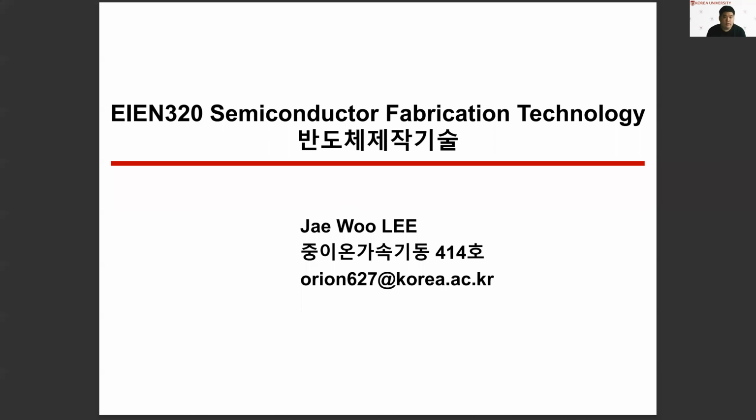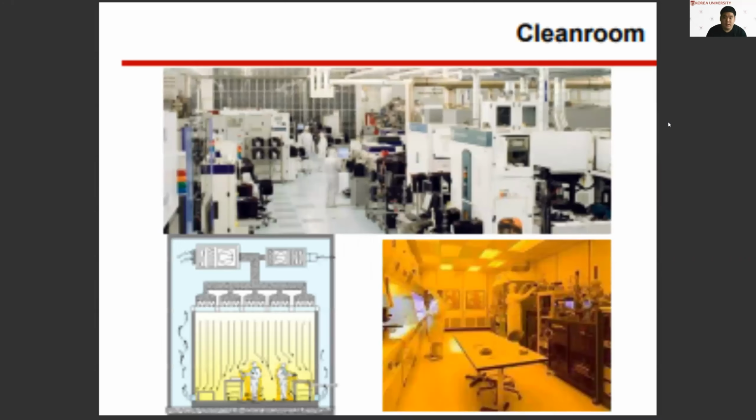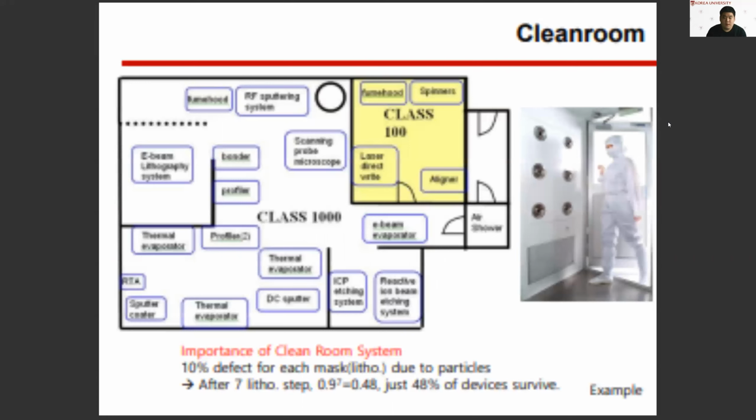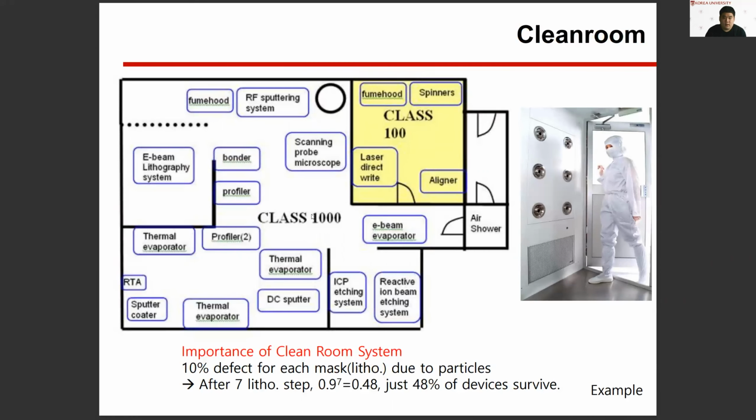Hi, in this video, we are going to discuss lithography, the key process of semiconductor fabrication. As you can see, this is the clean room where semiconductors are fabricated. There are two words called classes. This is the amount of particles in the clean room. We are going to discuss this later.